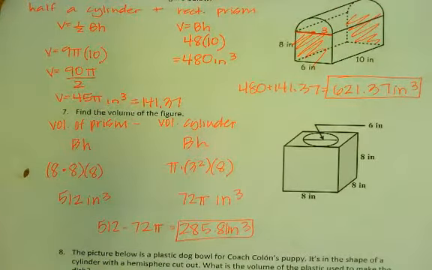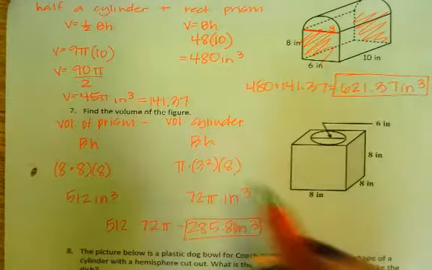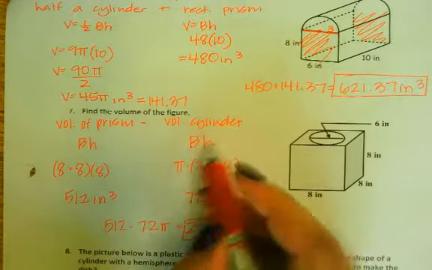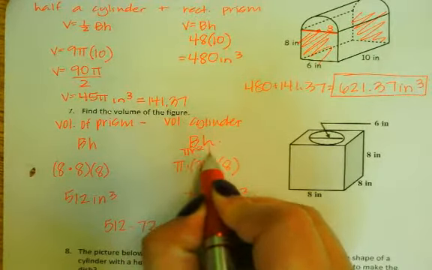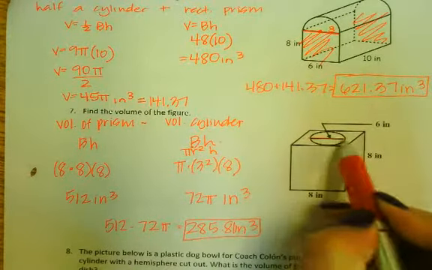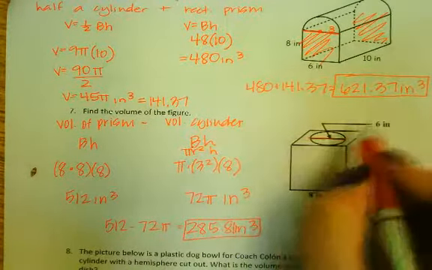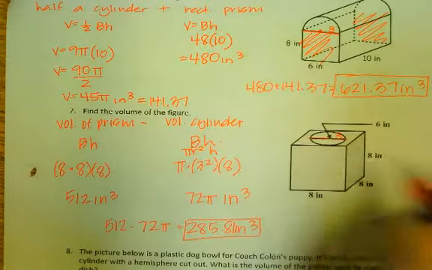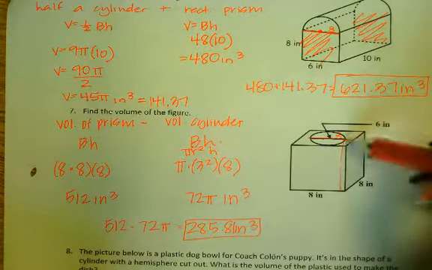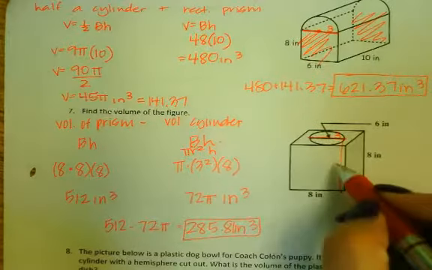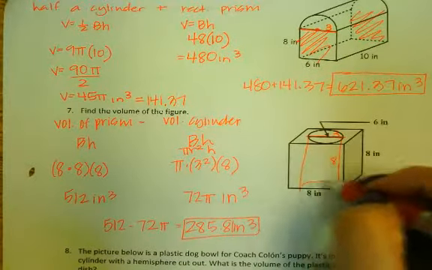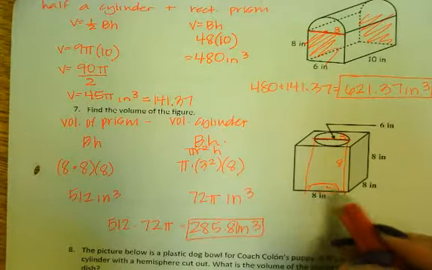Yes. The volume of the cylinder? So you have capital B times H, your B is pi r squared times your height. If the diameter was 6, your radius is 3, and then the height of the cylinder is the same as the height of the prism, so it's 8. So inside here is the cylinder with a radius of 3 and a height of 8. Any other questions on 7?